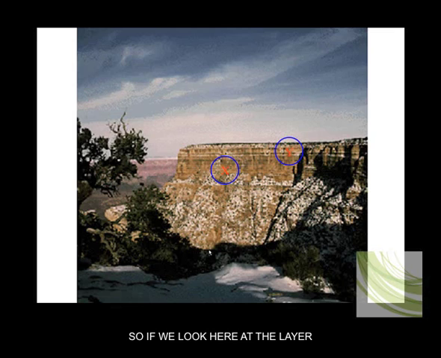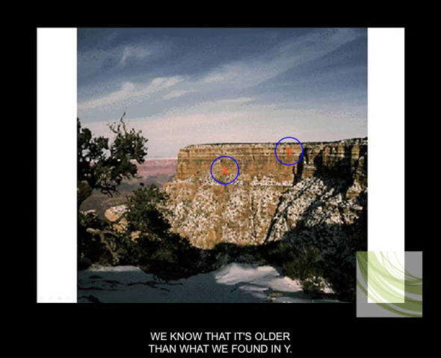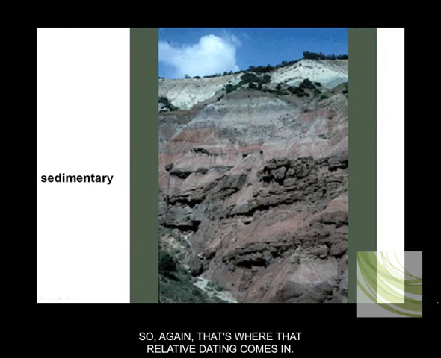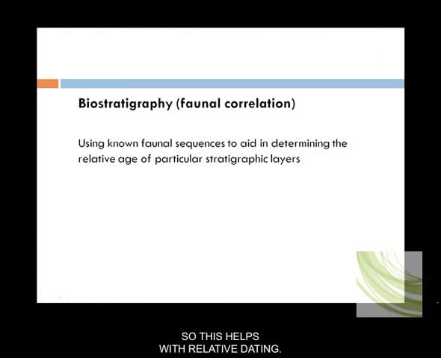So if we look here at the layer where X is versus the layer where Y is, based on the law of superposition, X should be the older layer. So if we can date something in Y, and we find something in X, we know that it's older than what we found in Y. So again, that's where that relative dating comes in. A lot of times if you look at sedimentary rock, you can clearly see the layers because they change as their mineral content changes. So this helps with relative dating.